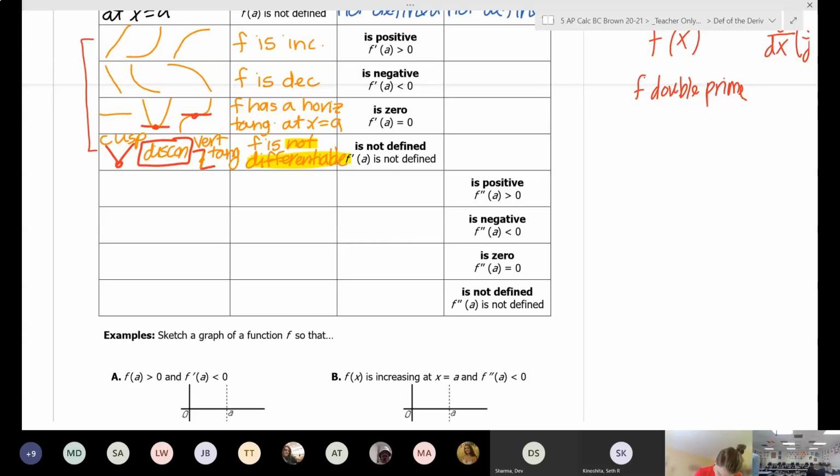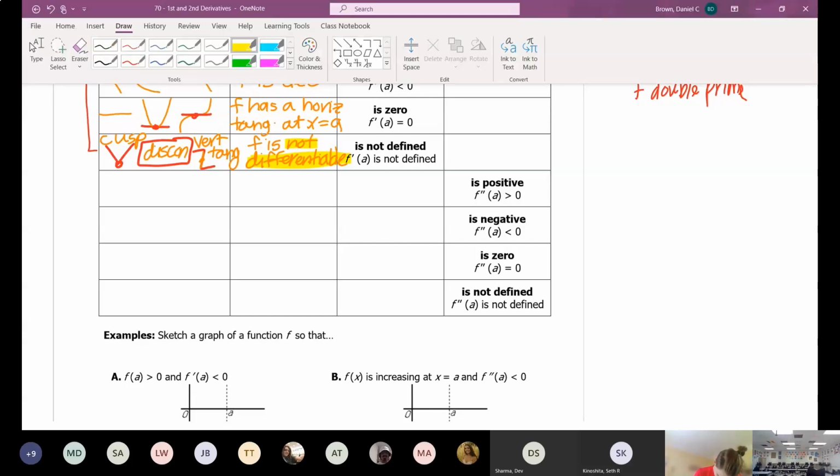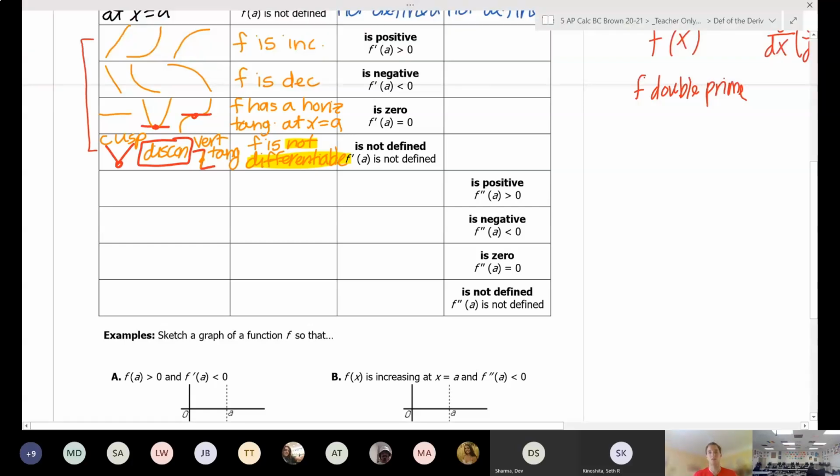And so you might be asking, well, what about the second derivative we keep talking about? Similar to the rows above it, if I just give you information about the first derivative, we can't move forward and know things about the second derivative yet, just based off of that description.